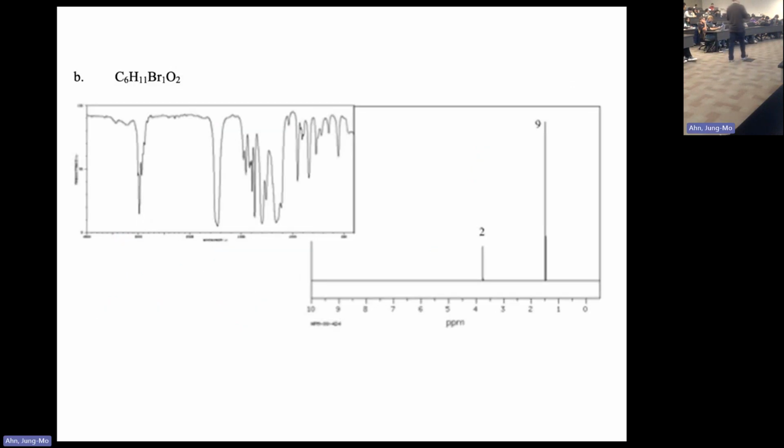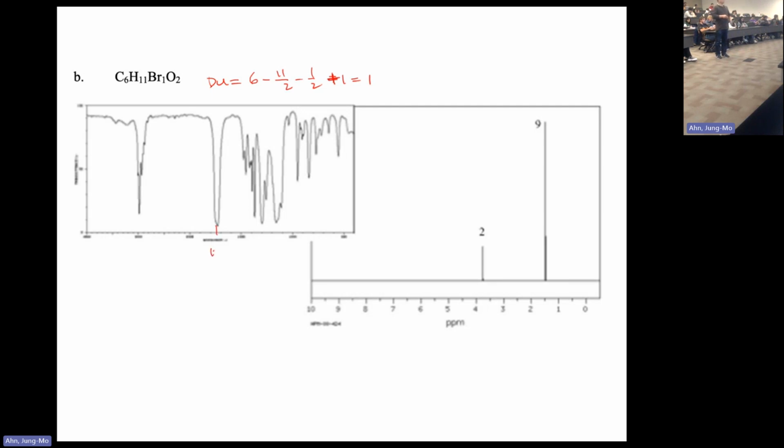The next one, let's see. Next one's not too difficult, but you still have to think a little more. We got 6 carbon, 11 hydrogen, 1 bromine, 2 oxygens. Again, degree of saturation, it's giving us like a 1. So we got 1 degree of saturation. And then that 1 degree of saturation could be related to carbonyl.